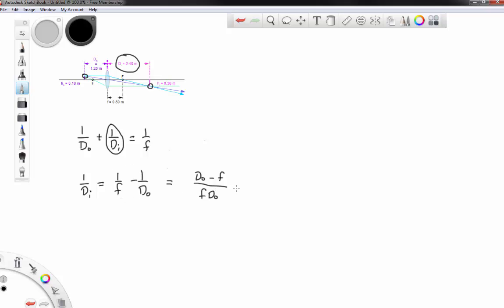So basically what I'm saying here is that the image distance you can get by taking the reciprocal of this, F times dO over dO minus F. But that's not strictly necessary in as much as we can solve for 1 over di, get a number, and then take the reciprocal of that number. So 1 over di is going to be equal to 1 over 0.80 meters minus 1 over 1.20 meters.